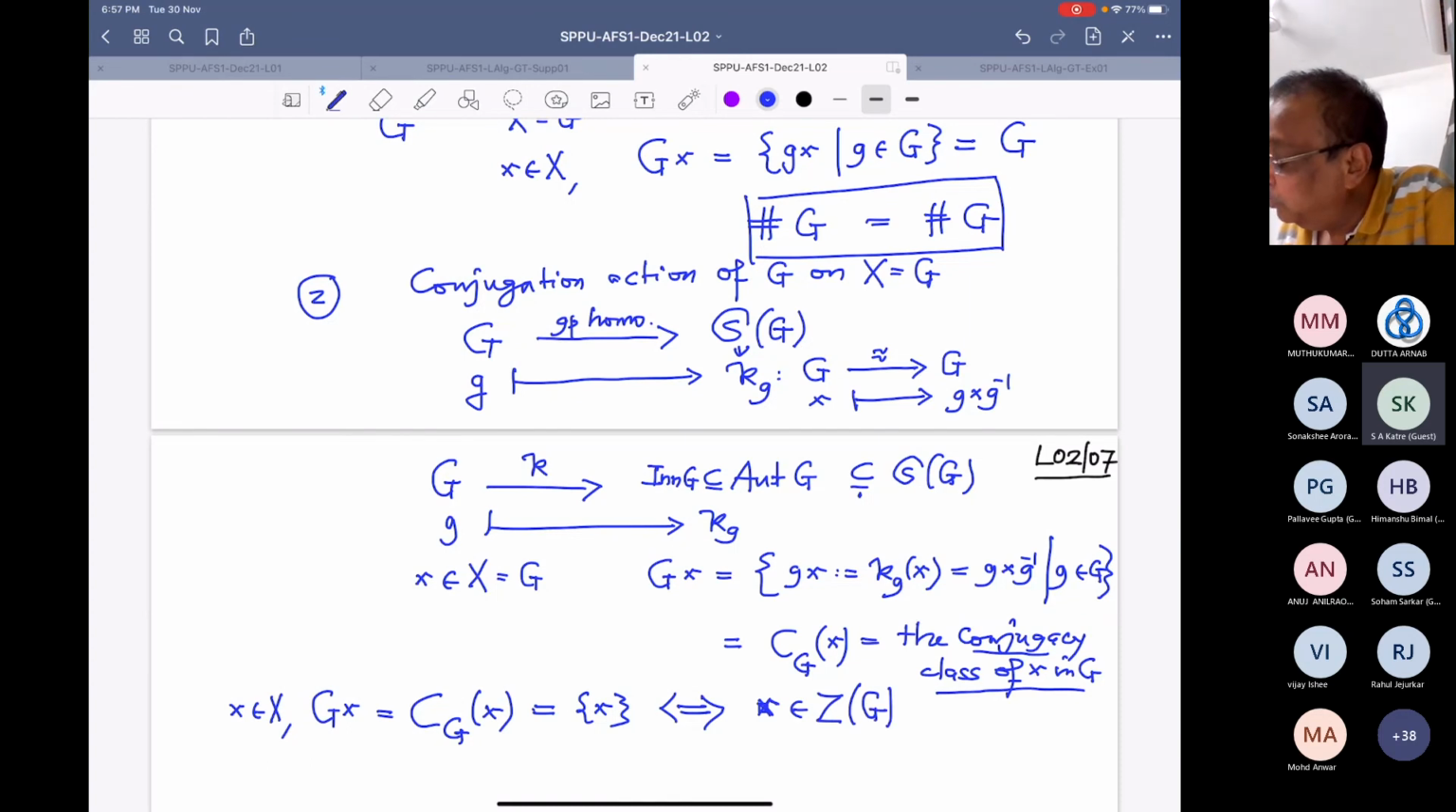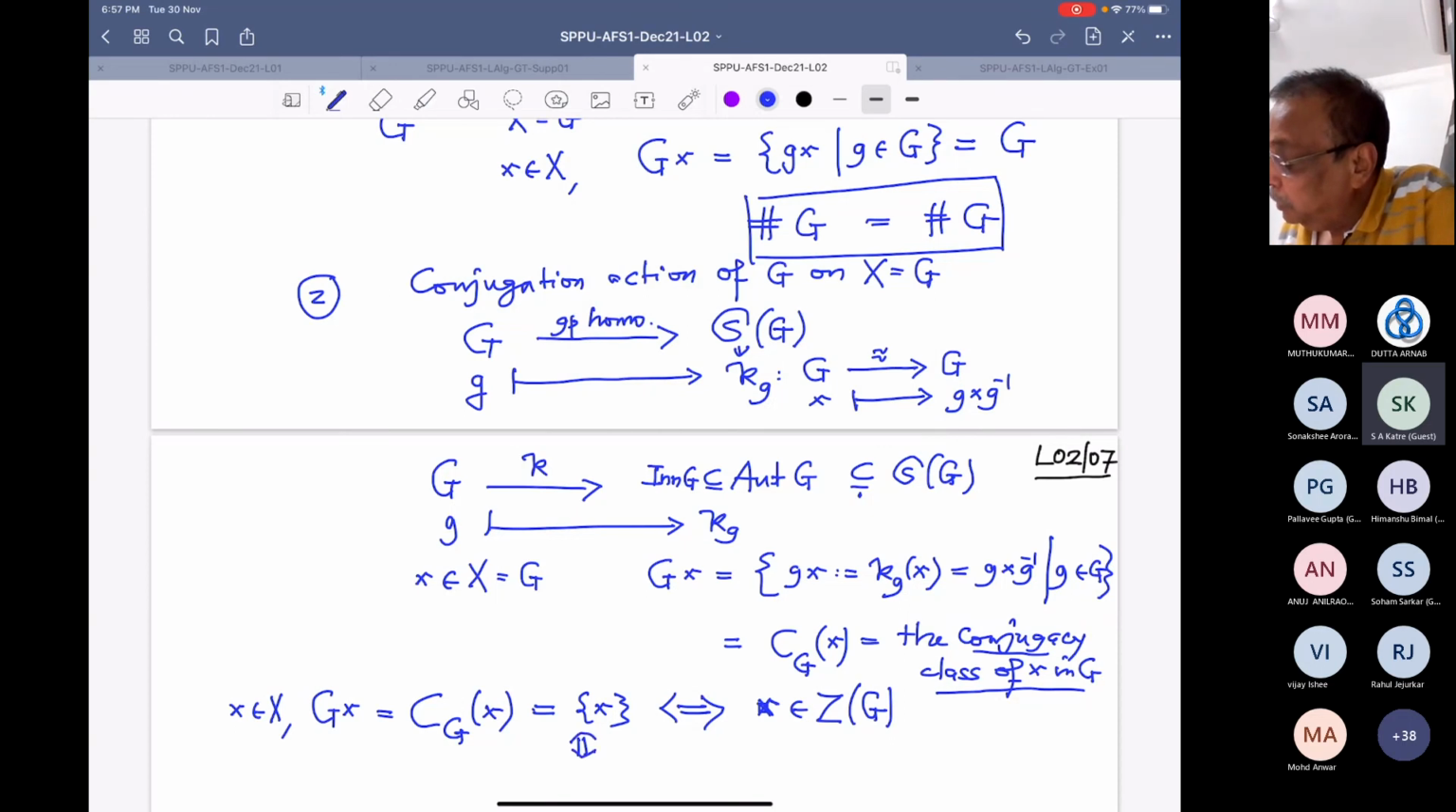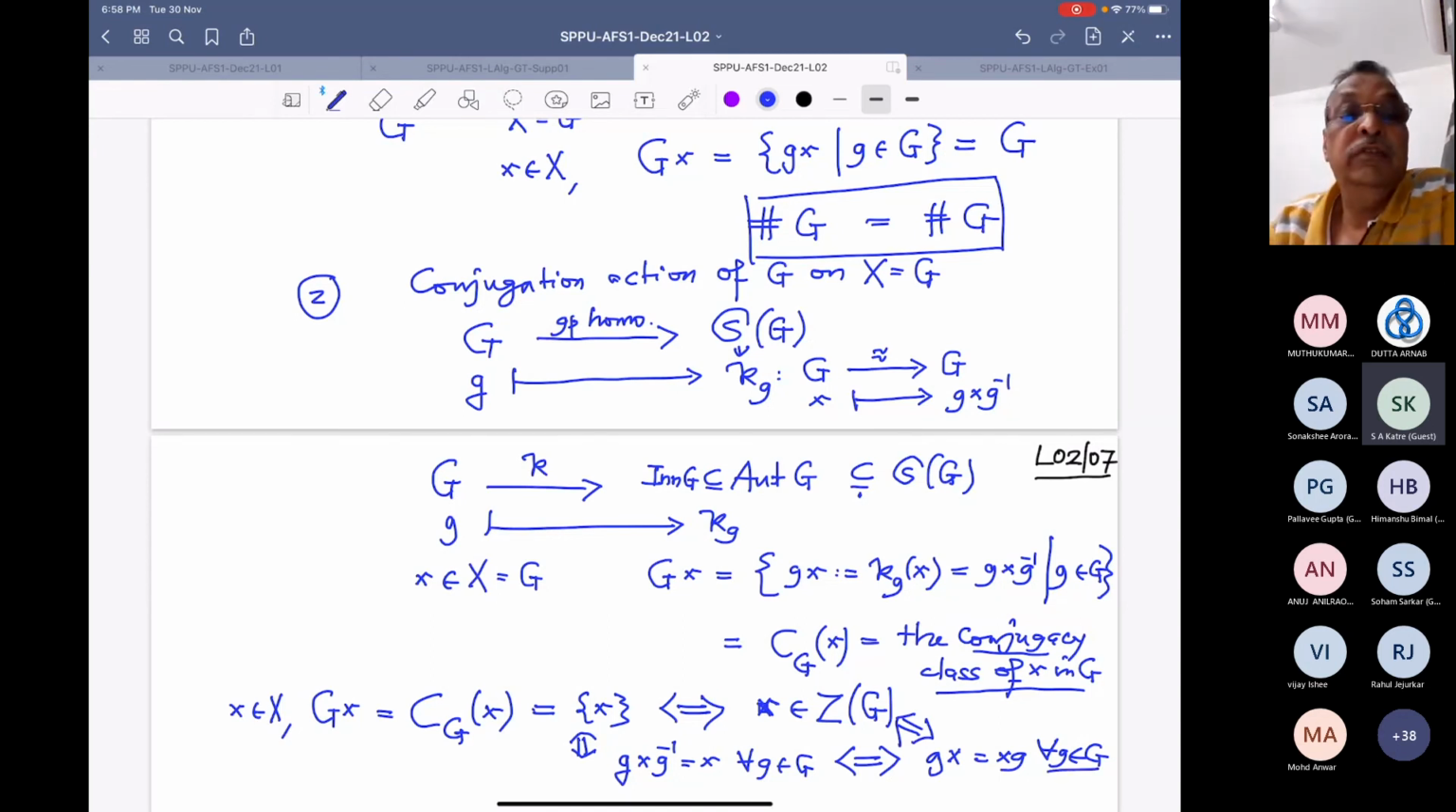Write more steps. So this is singleton if and only if gxg inverse equals x for every g in G. This is equivalent to saying gx equals xg for every g in G. That is precisely the definition of the center. So x belongs to the center if and only if it commutes with every g. Therefore it is in the center. So what equation do you get?